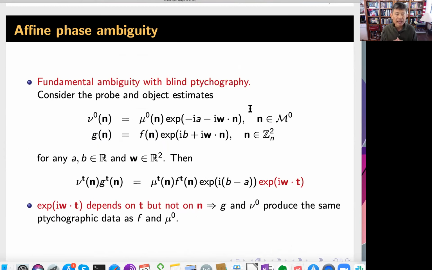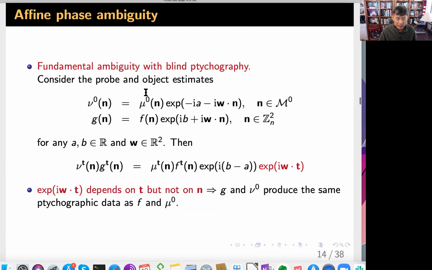again, go back to blind ptychography. Blind ptychography has this fundamental ambiguity that you can never hope to get rid of. It's called affine phase ambiguity. Think of the original mask as mu, and the original object as f. Now suppose you change your mu by this affine phase, where w is a fixed integer-valued vector, and n is, of course, the pixel. Again, I'm looking at two dimensions, so n belongs to Z squared.